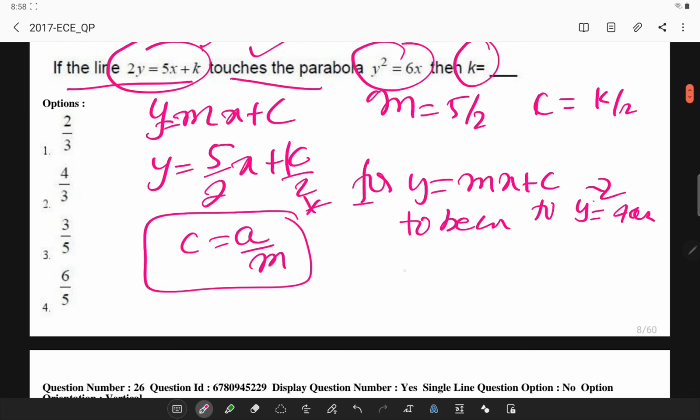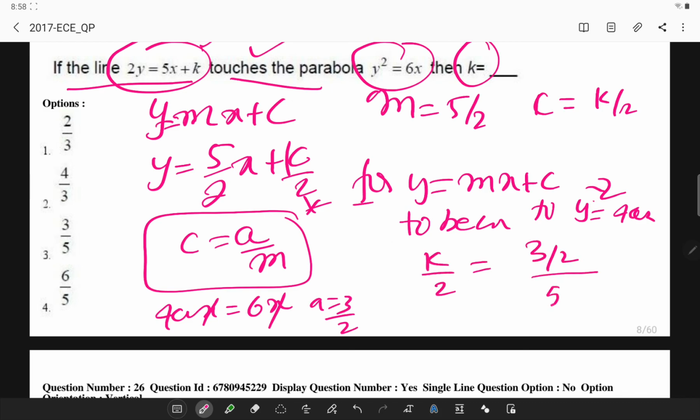Now if you substitute the values, y square is equal to 4ax, so 4a is equal to 6, or the a value is equal to 3 by 2. So the c value, k by 2, is equal to 3 by 2 divided by the m value, 5 by 2. So simply it is 6 by 5. We'll stop it here.